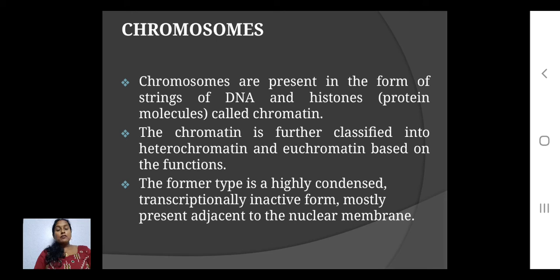Depending on which function is carried out in the chromosomes or the histones, they are classified into heterochromatin and euchromatin. The former is a highly condensed and transcriptionally inactive form, mostly present adjacent to the nuclear membrane.